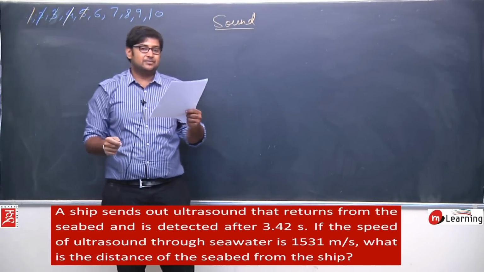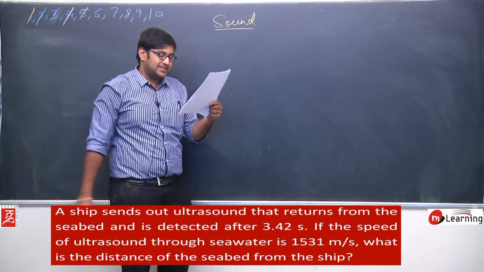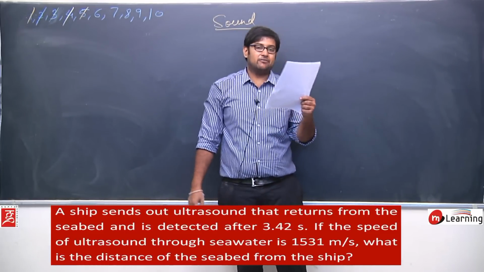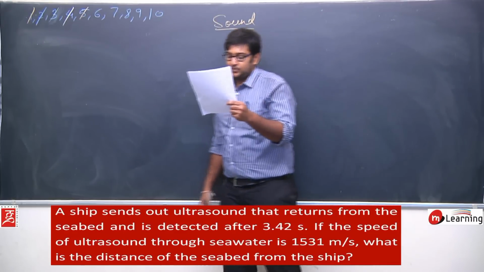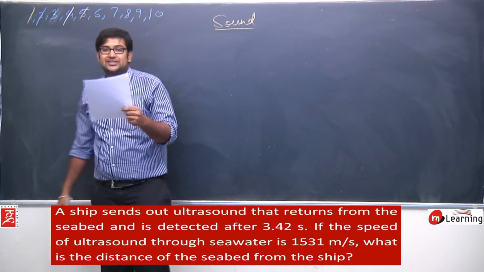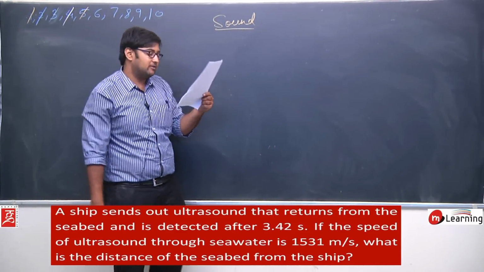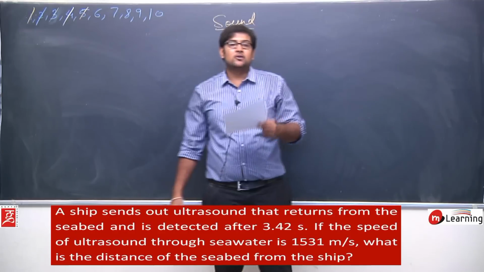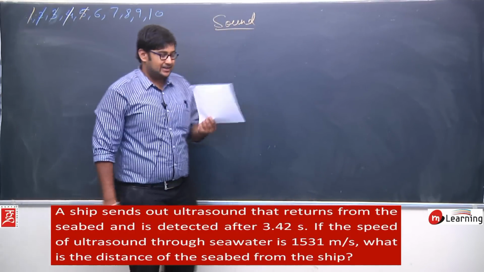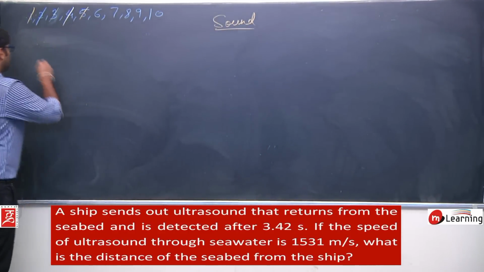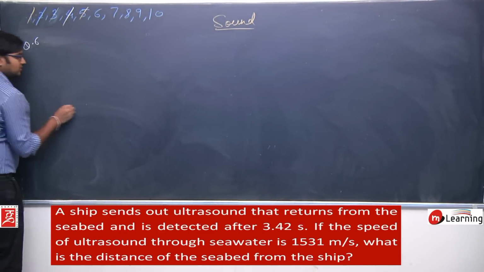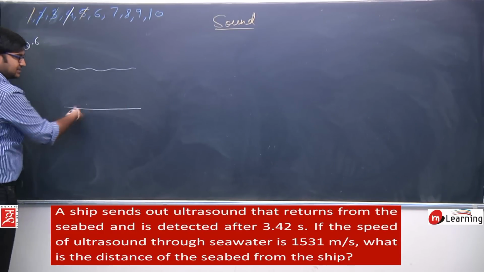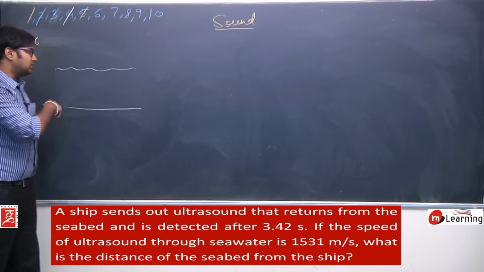Now moving to question number 6, it says a ship sends out ultrasound that returns from the seabed and is detected after 3.42 seconds. If the speed of the ultrasound through the seawater is 1531 meters per second, then what is the distance of the seabed from the ship? See, it's related to the sonar. In question number 6, consider this as the seabed and this is the water.